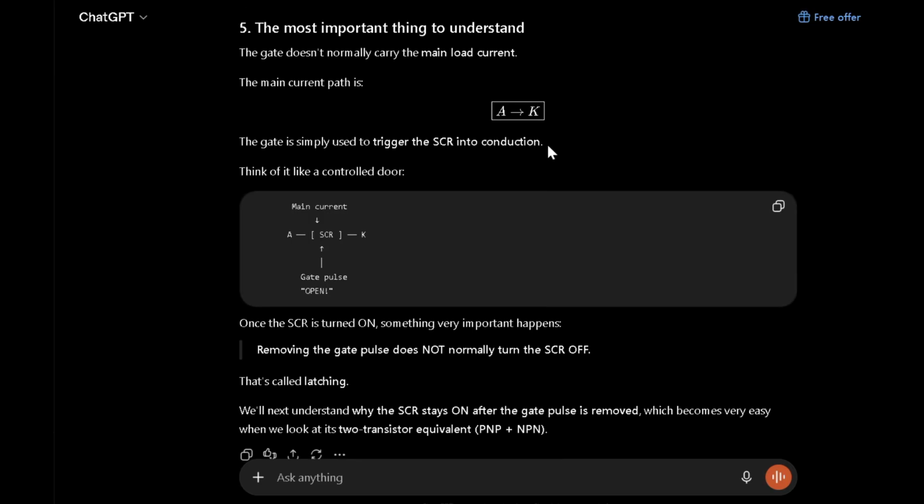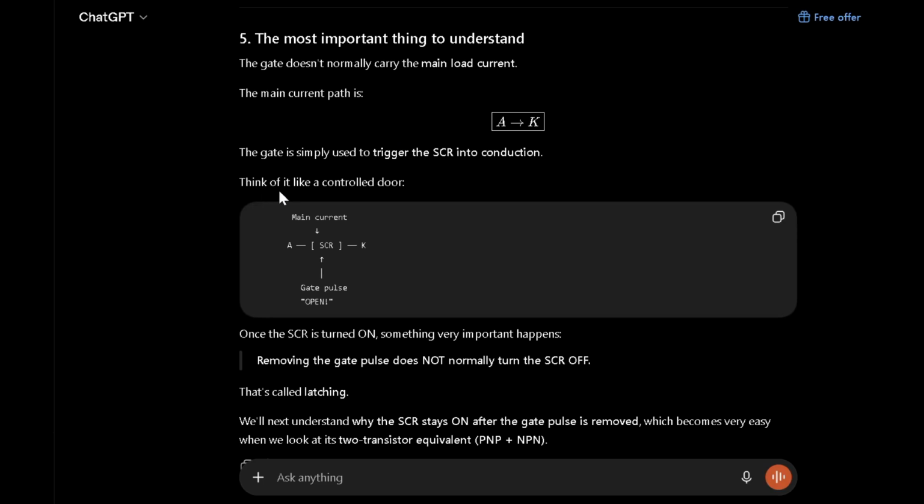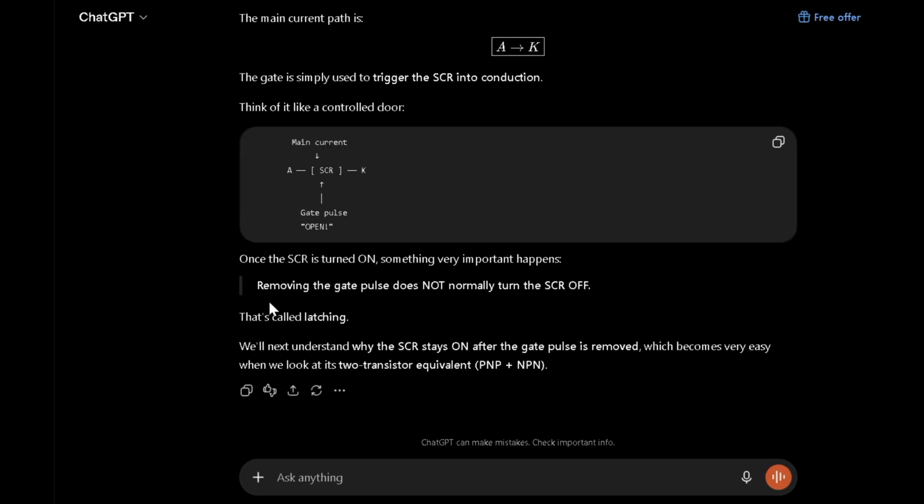Okay. Once the SCR is turned on, something very important happens. Removing the gate pulse does not normally turn it off. That's called latching. Even if we stop giving the gate pulse, the SCR is still not turned off. That's an important property in SCR use cases. Removing the gate pulse does not normally turn the SCR off. That's called latching.